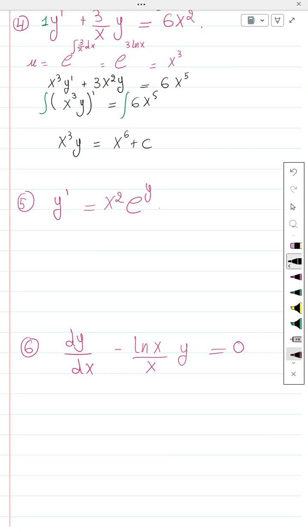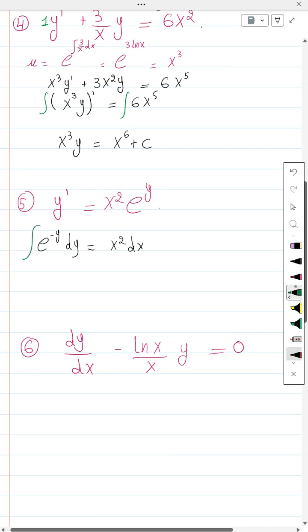It's not an exact differential equation, since we cannot get the derivatives that are equal. So let's see if it's separable. As I told you, the first thing that you need to do is to see if it is separable. Yes, it is separable, since when we multiply by y to the power of minus 1, we obtain x squared by itself on one side. So we get y to the power of minus 1 dy equals x squared dx.